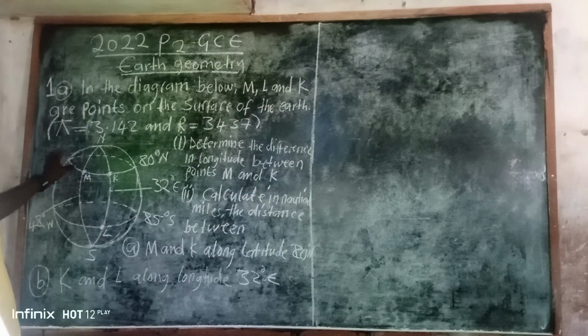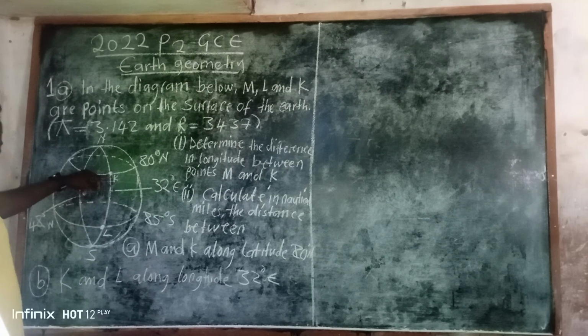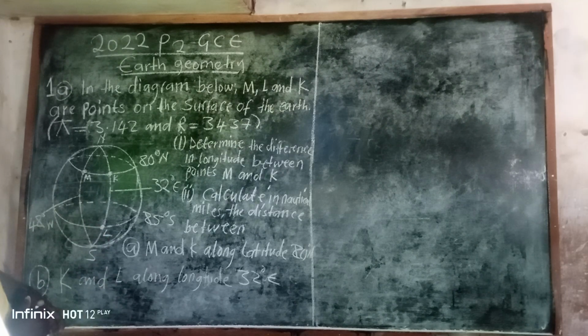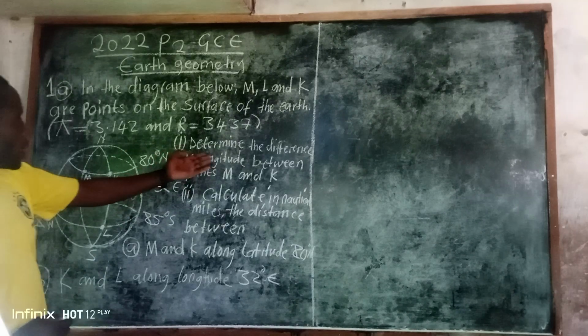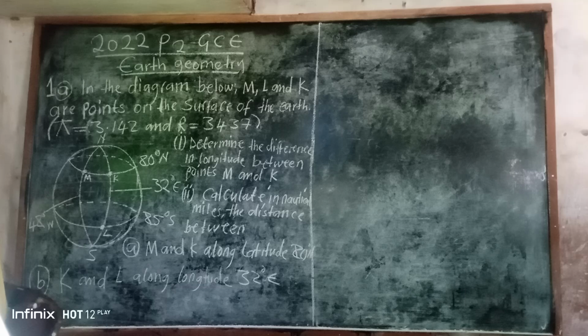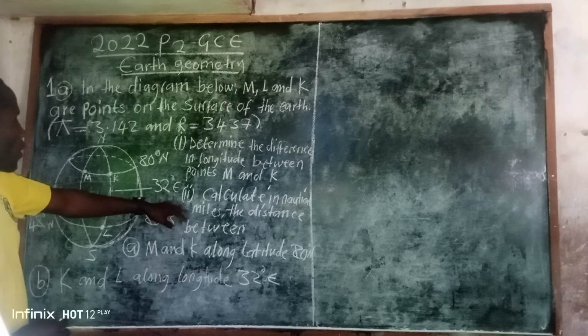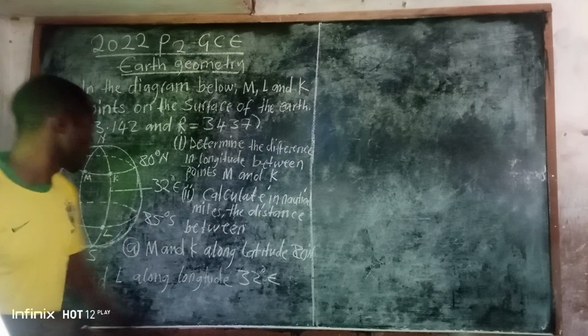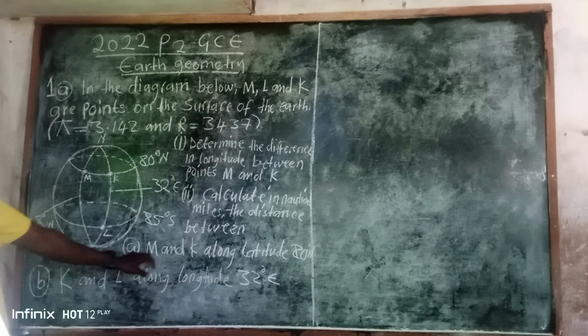So we go back to the diagram that we have. The points are well indicated. We have M here, then K is here. We also have L here. These are the points that we have on the Earth's surface. So the first question is to determine the difference in longitude between these 2 points, M and K. Then bullet 2, calculate in nautical miles the distance between M and K.